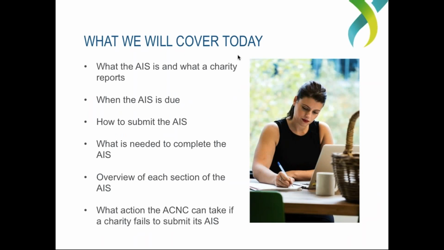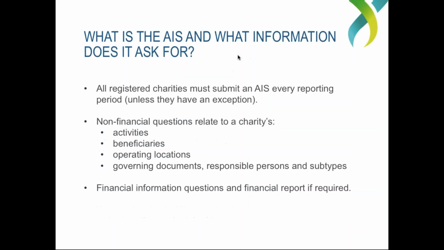So today we're going to look at the annual information statement basically. We'll explain what that is and what a charity needs to report in the annual information statement. We'll go over when the annual information statement is due. We'll discuss how to submit the AIS and give you an idea of what to have on hand to complete the AIS. We'll also go through an overview of each section of the AIS and also have a little chat about what action the ACNC can take if a charity fails to submit its AIS.